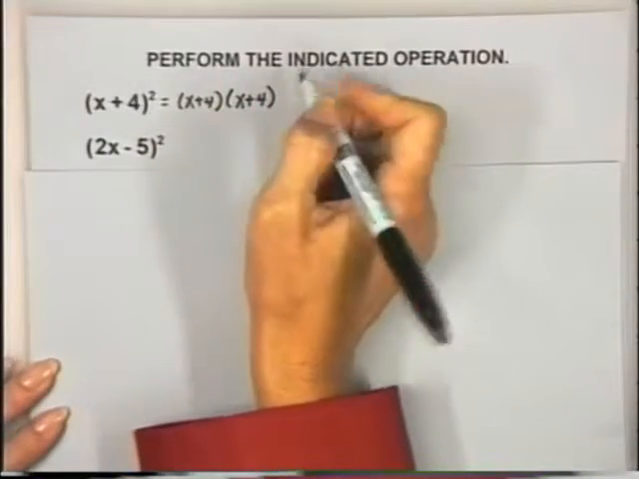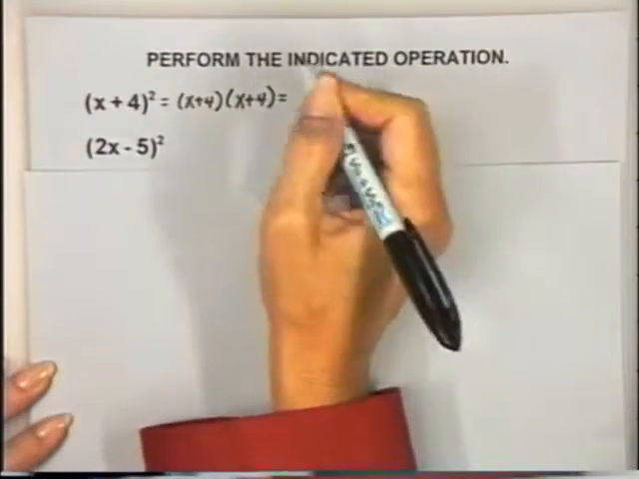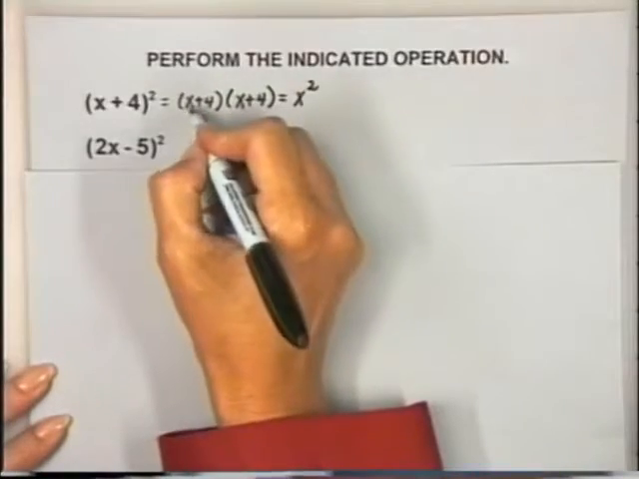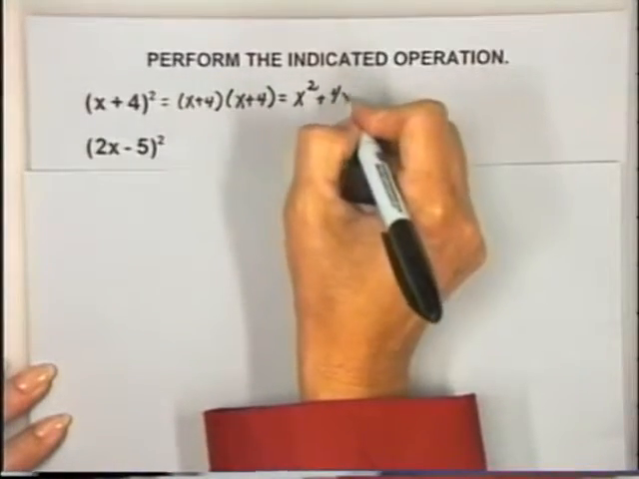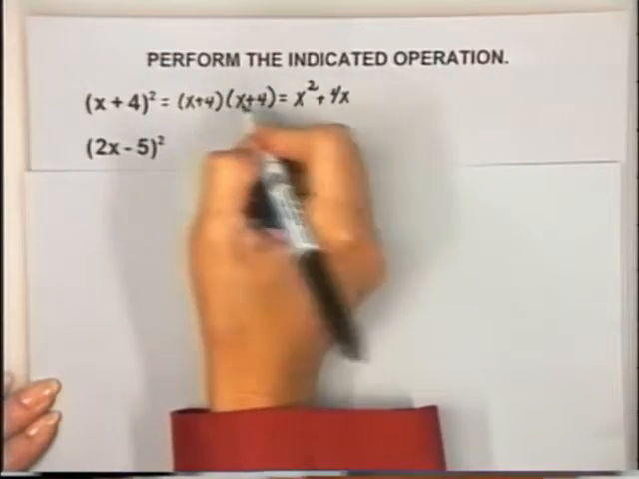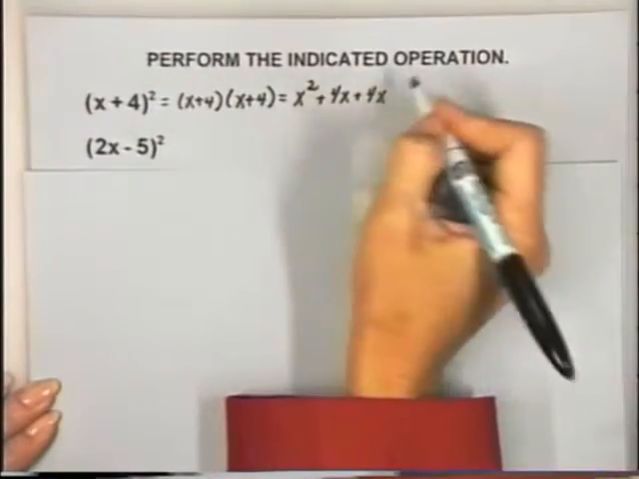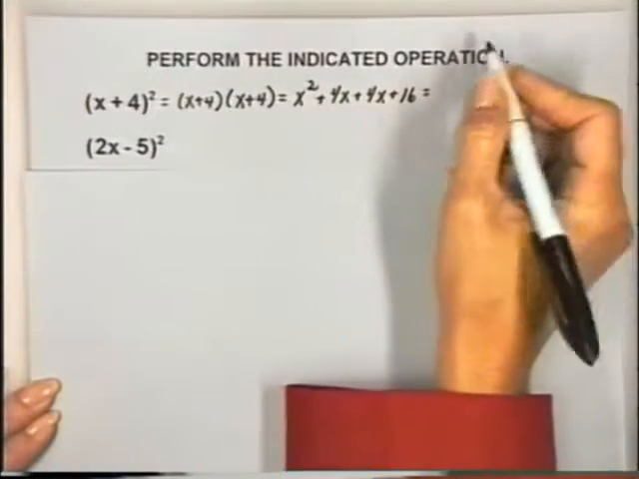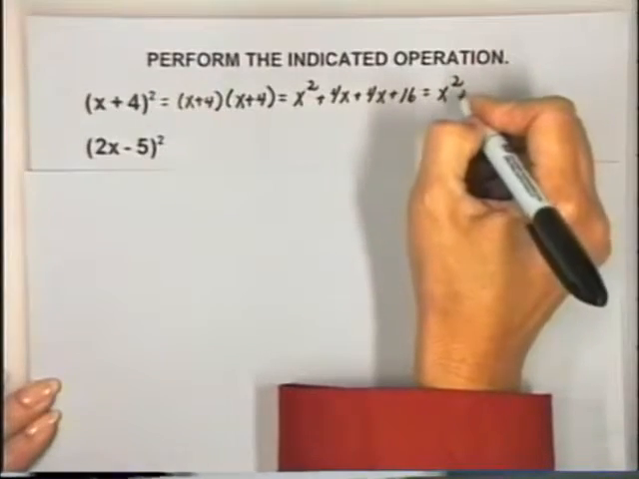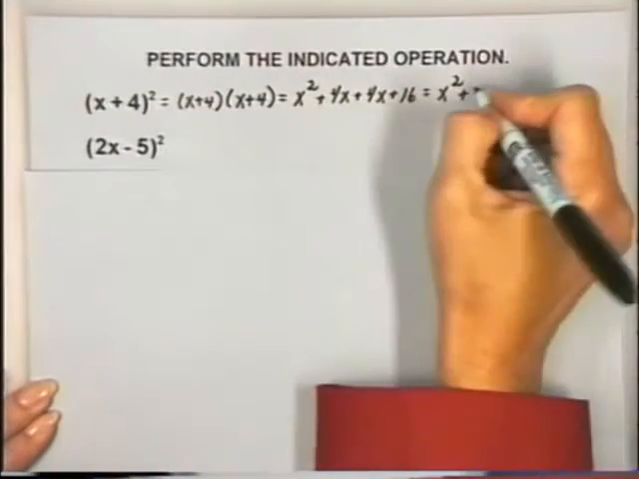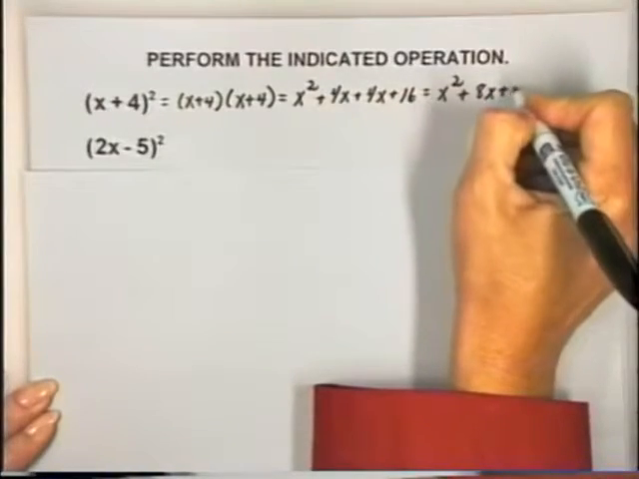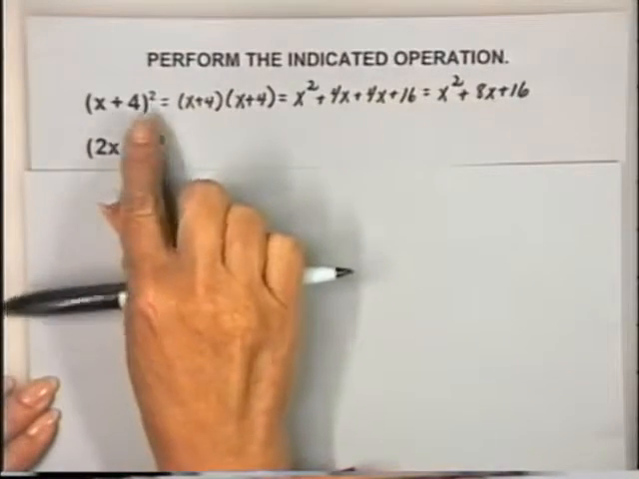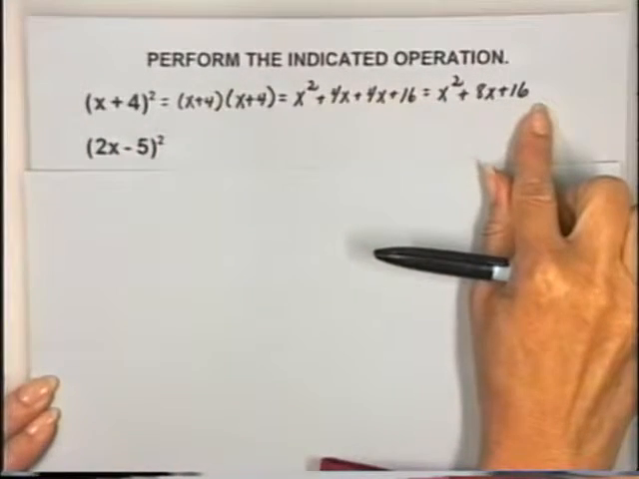To multiply two binomials, we may use the FOIL method. We will say x times x is x squared. We will say x times 4 is 4x. We will say 4 times x is 4x. And last, we will say 4 times 4 is 16. Combining like terms, we get x squared plus 4x and 4x will give us 8x, plus 16. I'd like for you to notice when we squared the binomial, the result was a trinomial.